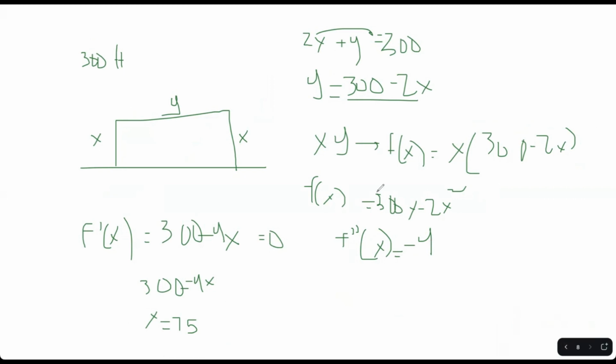Now, what about the y value? Well, you plug it back into this expression to find y. 2 times 75 gives you 150. So 300 minus 150 gives you y, which is 150. So your answer is going to be x equals 75, y equals 150.